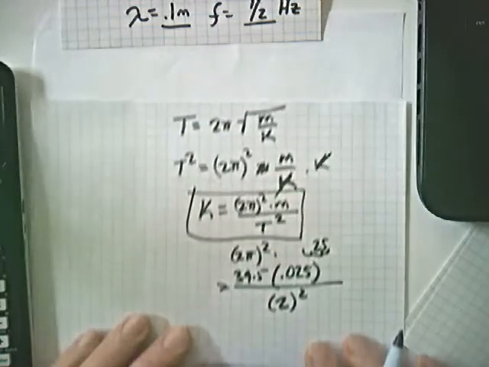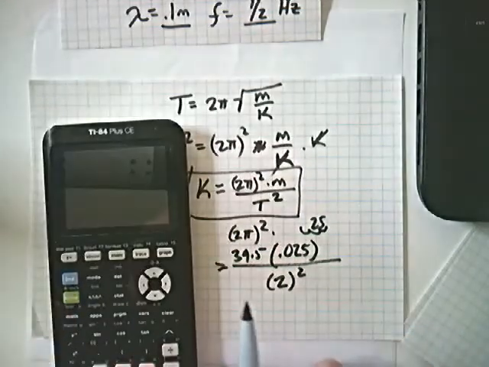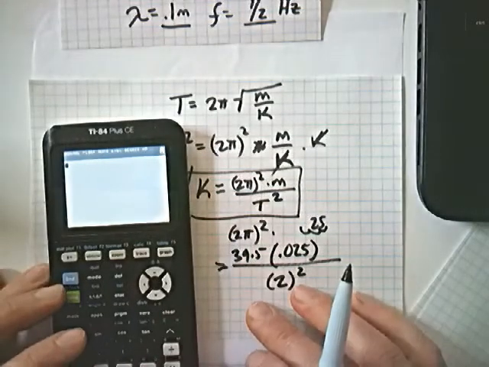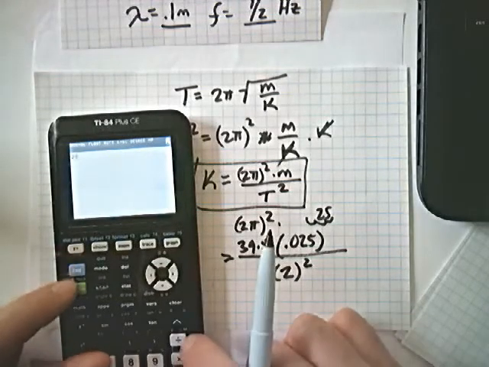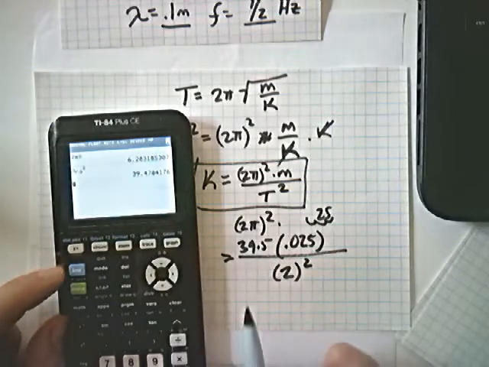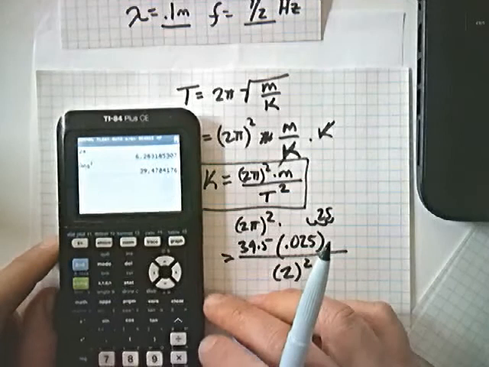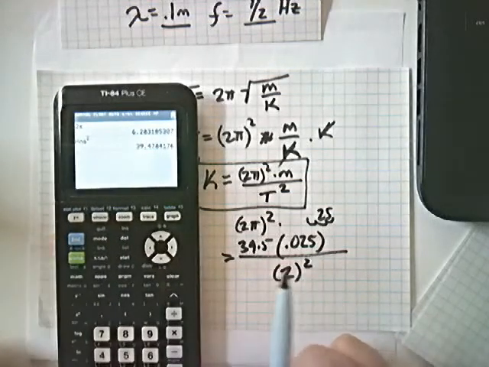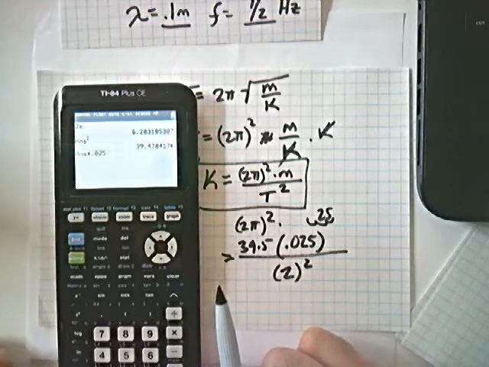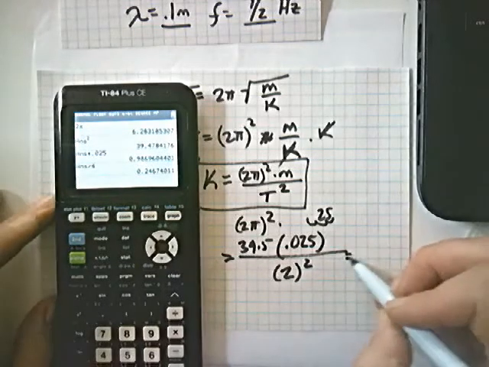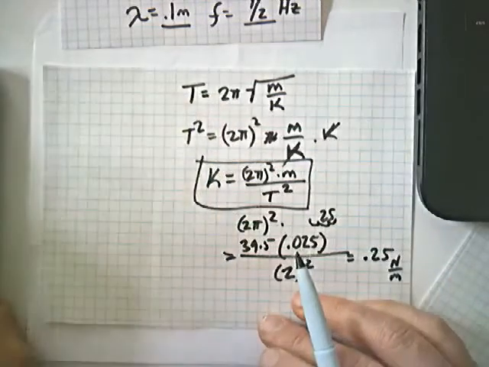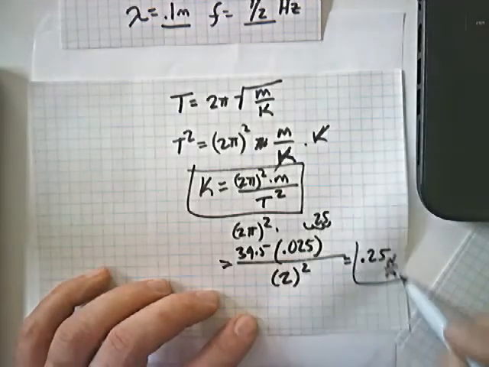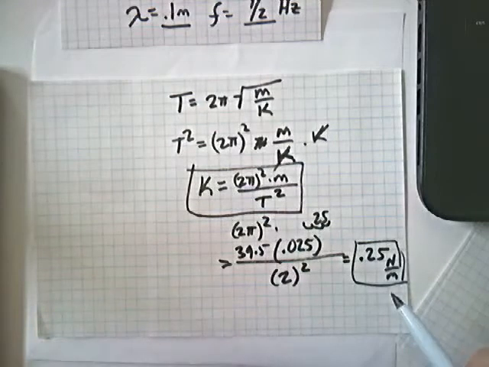So all you got to do to find the spring constant is plug into your calculator now. So I'm going to clear out what we had. I'm going to put in 2 pi quantity squared. Here I'll just prove to you that it is 39.5. About 39.47, close enough. Okay, and then we're going to take 0.025, put that in as well, and then divide by 2 squared. So we end up with 0.25 for my spring constant, newtons over meters. So that's just another answer we had to find, 0.25 newtons over meters.